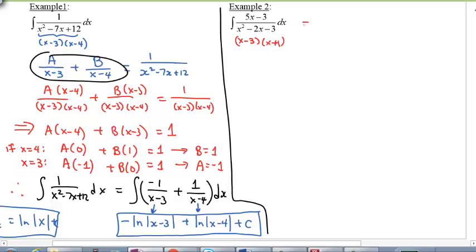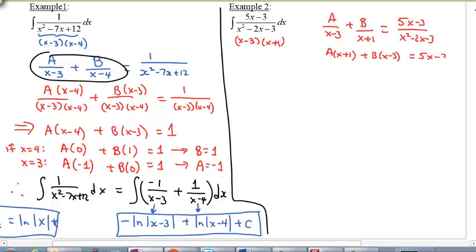So let's rewrite this as A over x minus 3 plus B over x plus 1, should put an equal sign there, not really equal, to 5x minus 3 over x squared minus 2x minus 3. Common denominator, all that business. I'm just going to skip a step here too, and go straight to equating the numerators.